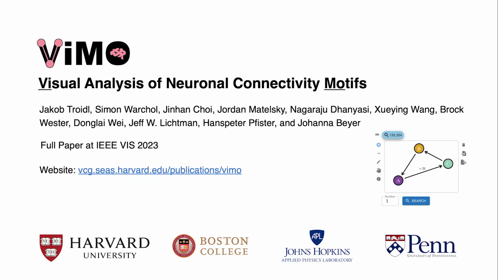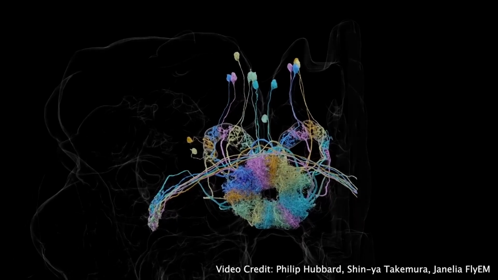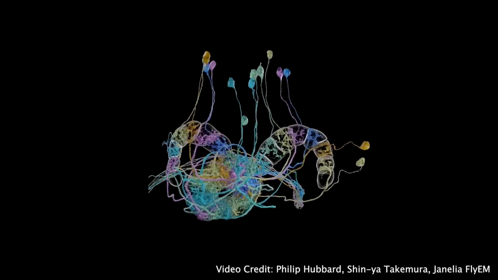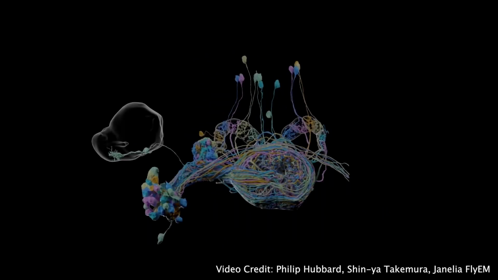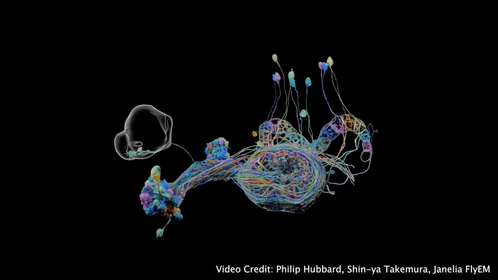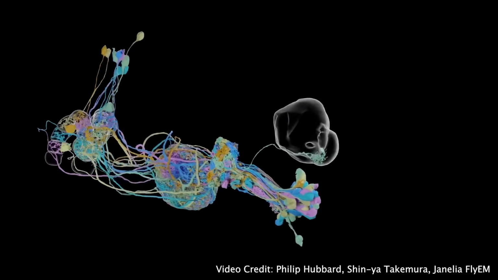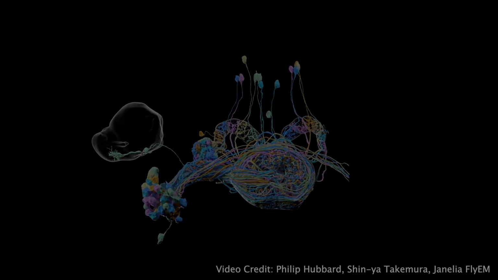We present Vimo, a visualization tool to search and analyze connectivity motifs in large brain networks. Neuroscientists can reconstruct three-dimensional models of neurons using high-resolution electron microscopy to better understand how the brain processes information. For example, here we show a set of neurons in the central brain of the fruit fly. Those neurons have complex three-dimensional shapes and form large connectivity networks.